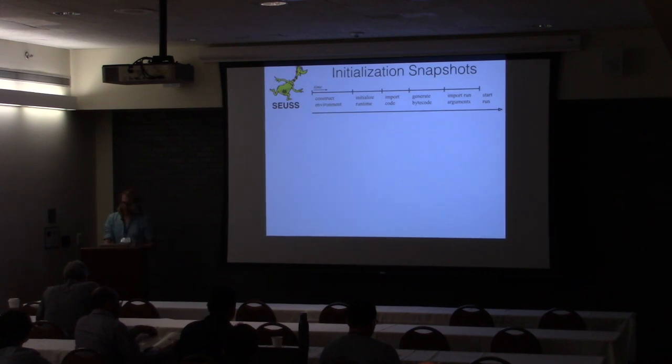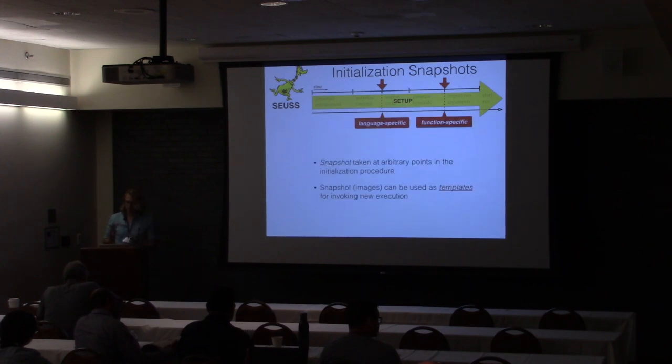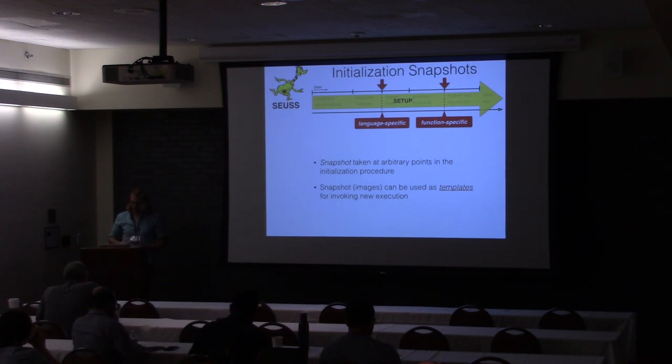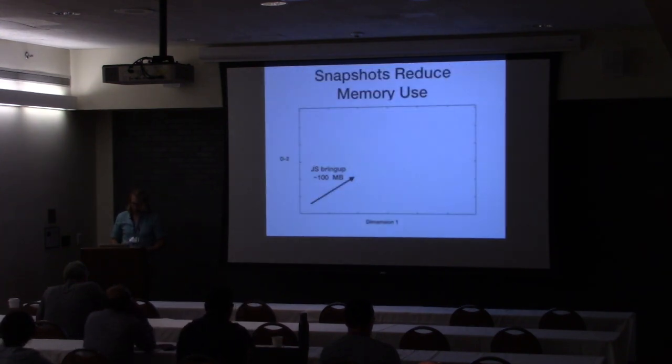Right, so to understand how we're making use of snapshotting, it's helpful to understand the lifetime of these functions. And there's a lot of parts to that, but it really breaks down into two pieces. The first part is your language-specific snapshot, right? That's bringing up your interpreter. So bringing up your JavaScript interpreter, your Python interpreter. And then on top of that, specializing the environment to your function, right? That's your function foo, that's your function bar. And there's really these two key opportunities for employing our snapshotting technique.